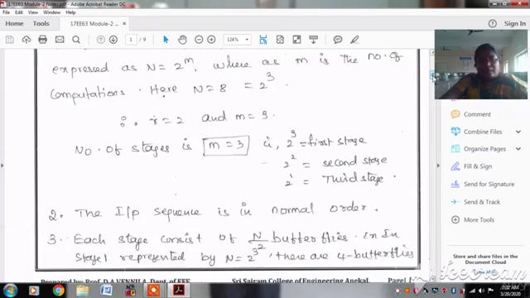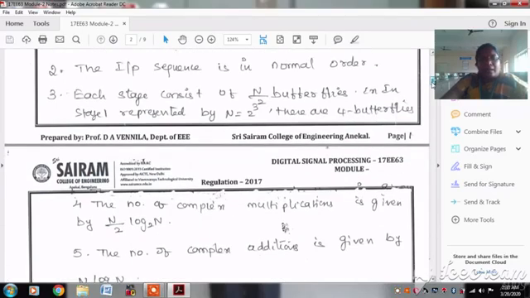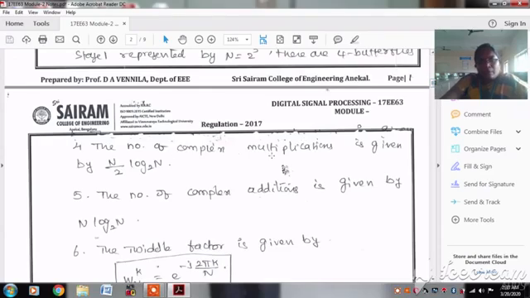Now your input sequence will be in the normal order, and each stage consists of N by 2 butterflies. For example, in stage 1, it is represented by N equal to 2 power 3. Hence there are 4 butterflies. And the next one is the number of complex multiplications is given by N by 2 log base 2 N. And the number of complex additions is given by N log base 2 N.